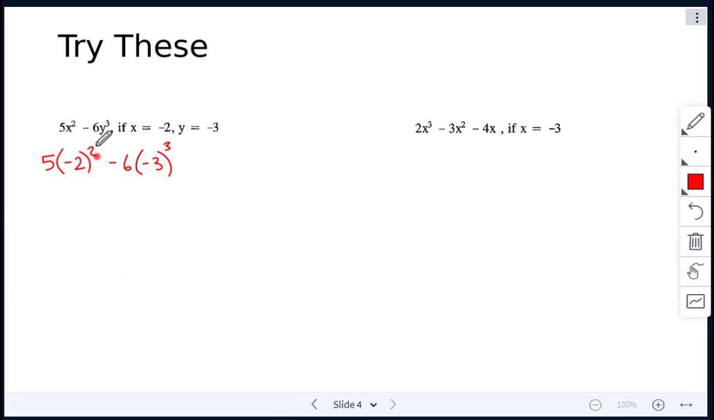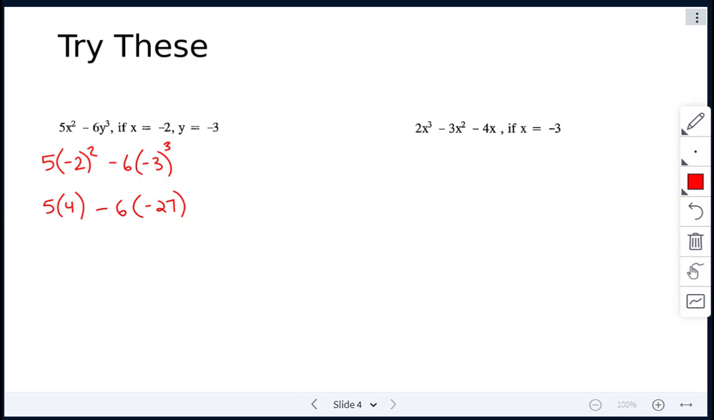So negative 2 squared, that gives me positive 4. So that becomes 5 times 4 like this. And then we have negative 6. And then negative 3 cubed, that becomes negative 27. All right, so this is what we have so far.